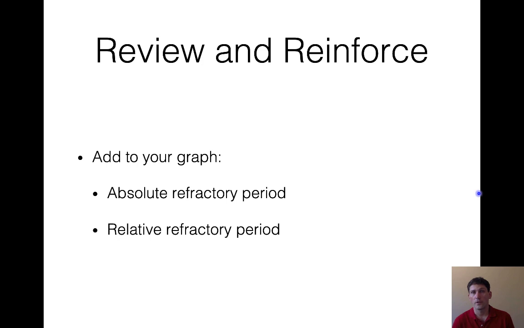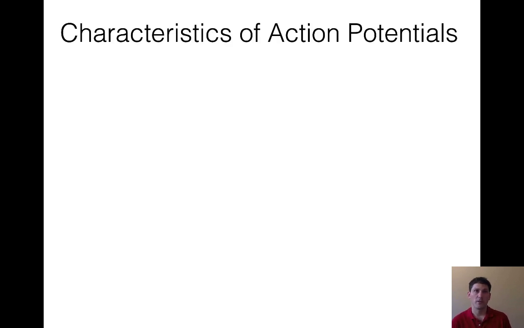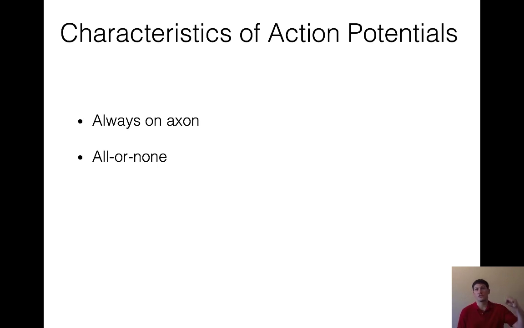But what I would encourage you to do is to also go back and revisit that graph and annotate a little bit about what is an absolute refractory period and what is the relative refractory period. Okay, so a little bit more. Moving on, when we talk about our action potentials, it is always occurring on our axon. It's all or none. So once we hit that threshold, there's that trigger zone is fired and our action potential is sent down our axon.